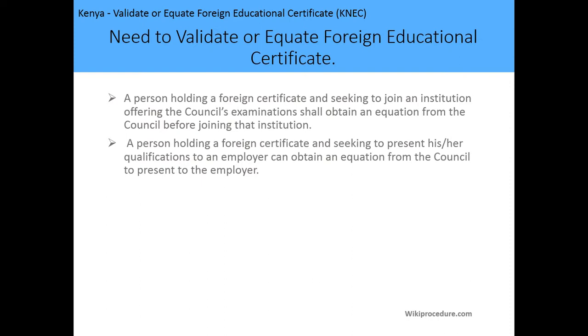If a person holding a foreign certificate seeks to join an institution which offers examinations from KNEC, that person needs to obtain an equation certificate from KNEC so he can join that institution. Two, a person holding a foreign certificate and seeking to present his or her qualifications to an employer can obtain an equation from the council to present it to the employer.